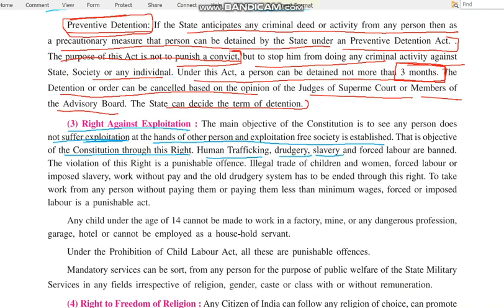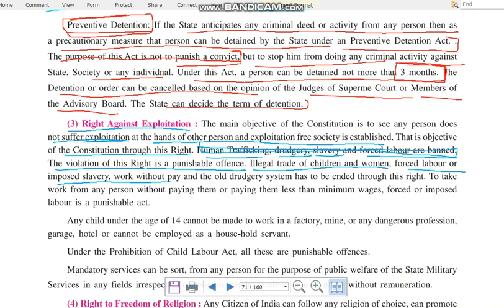Drudgery, slavery, and forced labor are banned. All this will be considered part of exploitation. The violation of this right is a punishable offense. If anyone does it forcefully, then it is a punishable offense. Illegal trade of children and women, forced labor or imposed slavery, work without pay, and the old drudgery system are to be ended through this right.